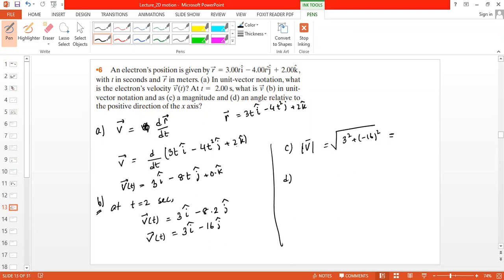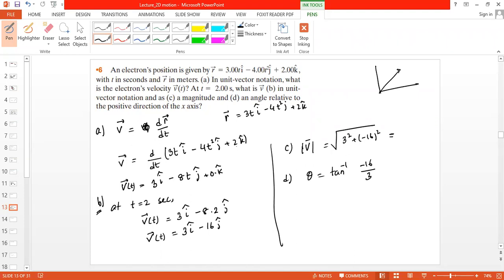And part D, what is the angle relative to the positive direction of the x-axis? We know theta equal to what? Tan inverse of the y component by the x component, that is minus 16 over 3.